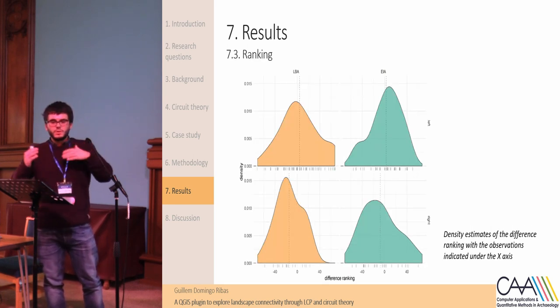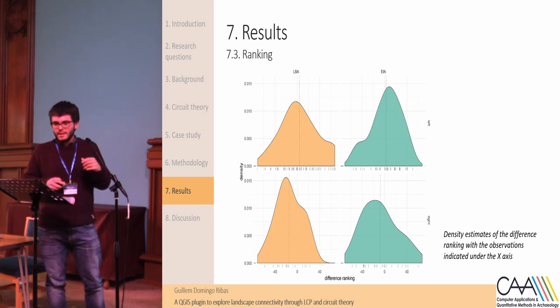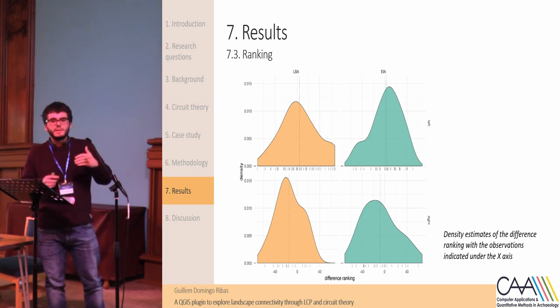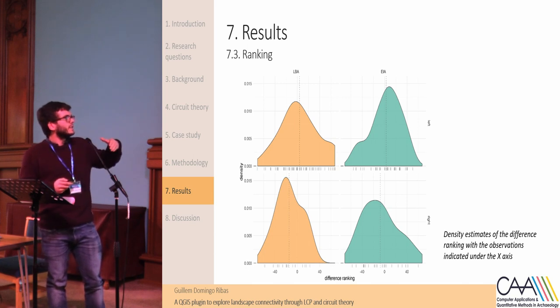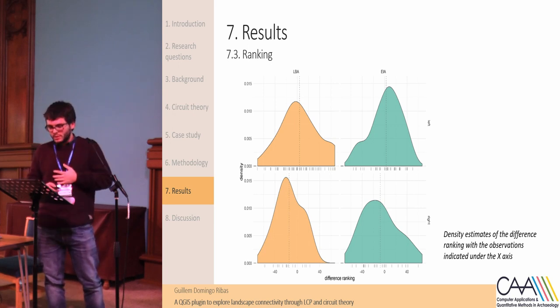So, just a quick mention, in order to check if connectivity increases or decreases with using both approaches, I created a little ranking to check if there were differences in time and in the different banks of the river. And it was possible to see that the left bank increases the connectivity, whereas the right bank decreases the connectivity, depending on which method we use.